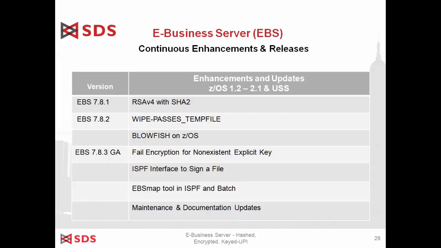Our GA version 7.8.3, we added an option to fail encryption in the event that an explicit key does not exist. In the ISPF interface, we added the option to sign a file. Our EBS map program is available as an ISPF option as well as batch. Colin will be discussing the EBS map options later as well.